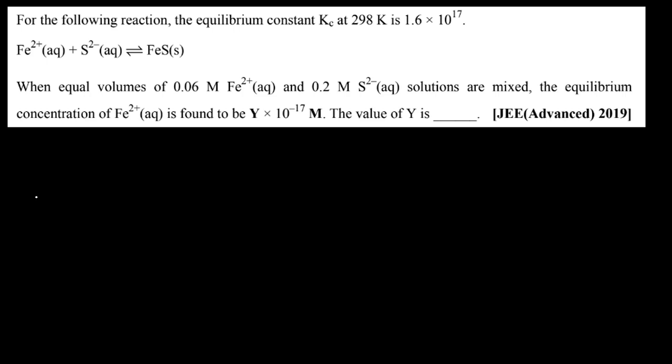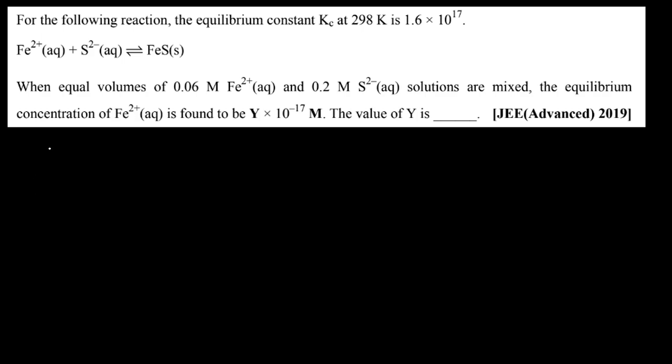Hello, dear students. So we are done with our theory, and here comes our question, which was asked in JEE Advanced 2019. The question says that for the following reaction, the equilibrium constant Kc at 298 Kelvin is given as 1.6 into 10 raised to the power 17.